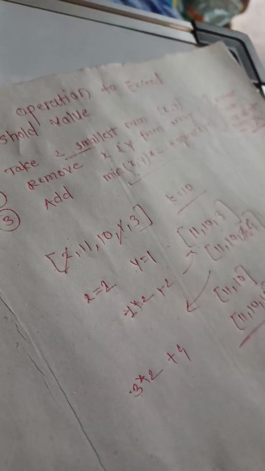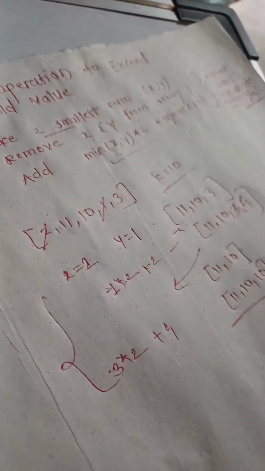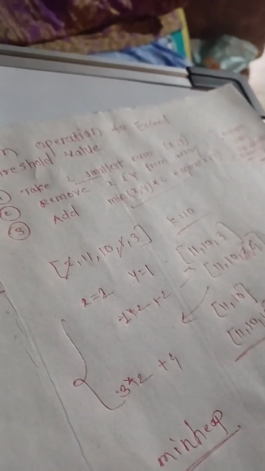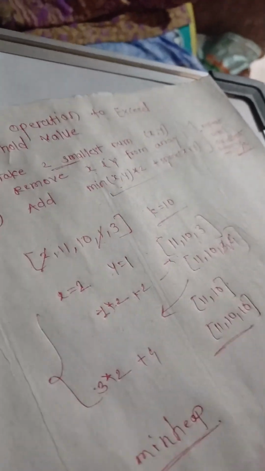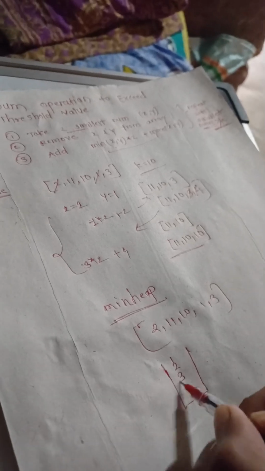So how can we solve this problem? Basically we don't have to find the minimum element every time. What we can do is use a min heap in this approach. In a min heap we always maintain the smallest element at the top. We have the given array 2, 11, 10, 1, 3, right? If we convert this into a min heap, it will look something like this: 1, 2, 3, 10, 11.